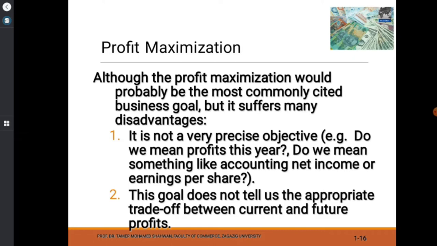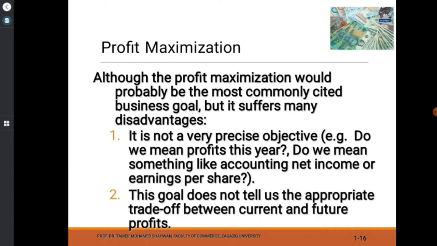Although profit maximization became the most commonly cited business goal, this type of goal suffers many disadvantages. The first disadvantage related to profit maximization is that it is not a very precise objective. What do you mean by profit this year? Do you mean accounting profit or economic profit? Do you mean net income or earnings per share? This is why it is not a very precise objective.